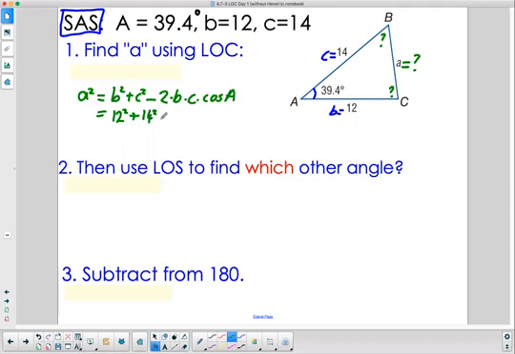Please excuse my dogs. Minus 2 times 12 times 14. So I'm just writing these two numbers again, but not squared. Times the cosine of the angle in between them, which is 39.4 degrees. Now, pick your calculator up and put all of that in. It's hard on the little calculators. If you've got a graphing calculator, it's easy.